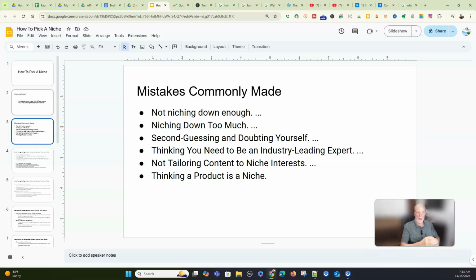Another mistake is not tailoring your content to the interests of your ideal customer or your niche. That is important, and I used that example of baseball a moment ago. You really want to speak to their wants, needs, and pains. And then there's thinking a product is a niche. A great example of that is the Tesla electric car. That is not a market, it's not a niche. The electric car market is the niche. The Tesla could be a sub-niche. It is a very specific car within that market. These are mistakes that I want to point out so that you can avoid them.